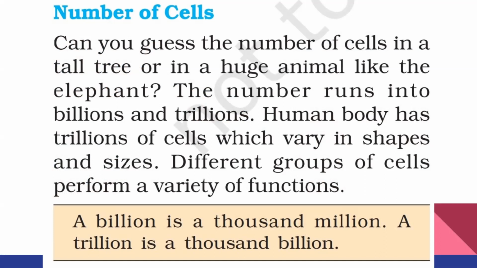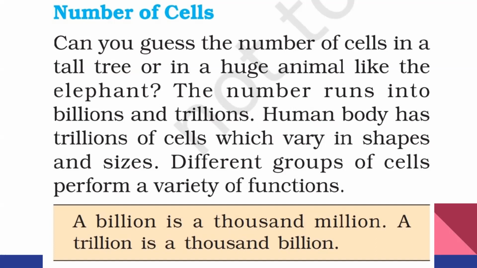Now what is the relation between billion and trillion? You might have learned in maths. We know that 1 million equals 10 lakhs, and 1 billion equals 1000 million. 1 billion equals 1000 million and 1 trillion equals 1000 billion. So concluding all these, we can say that 1 trillion equals 10 raised to 12. That is, after 1, if you put 12 zeros, such a large number is equal to 1 trillion.